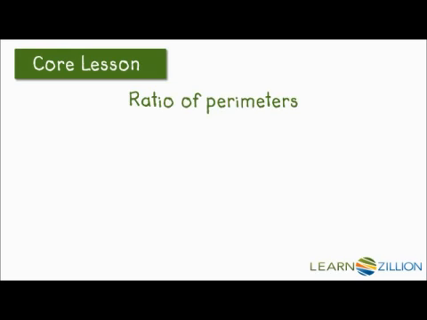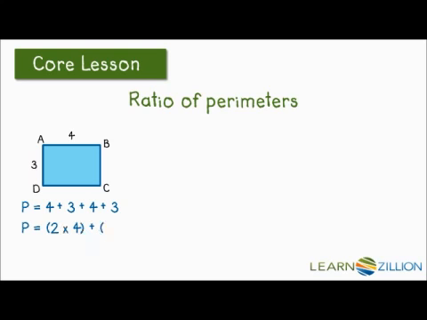So how do we find the ratio of perimeters from a scale factor? Here is a rectangle with a height of 3 and a base of 4. Its perimeter is found by adding up the 4 side lengths. We could also think of this as adding 2 groups of 4 plus 2 groups of 3 for a total perimeter of 14. Now let's double each side.